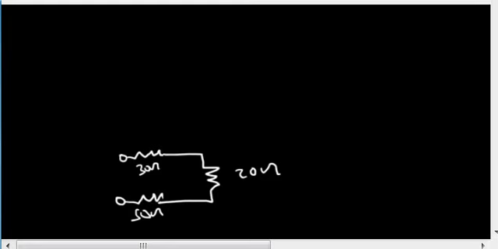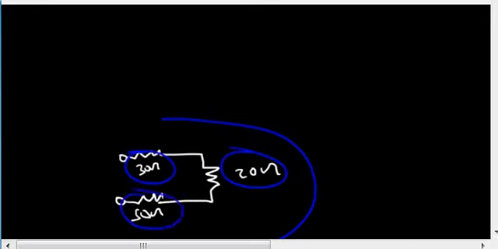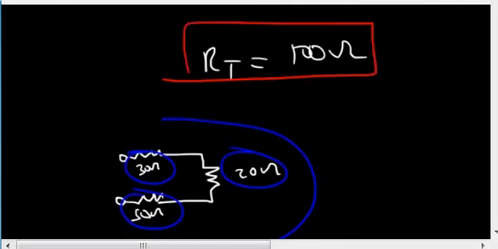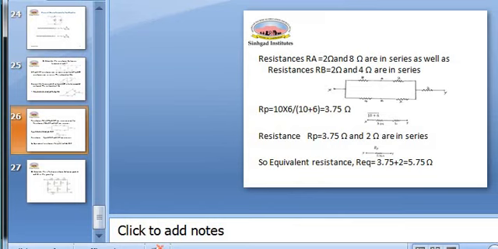Now the resistance between these two open terminals will be 30, 20, 50. They are in series. Therefore the total resistance will be 30 plus 20 plus 50, which is 100 ohms. For this particular syllabus, hope you understood the same.